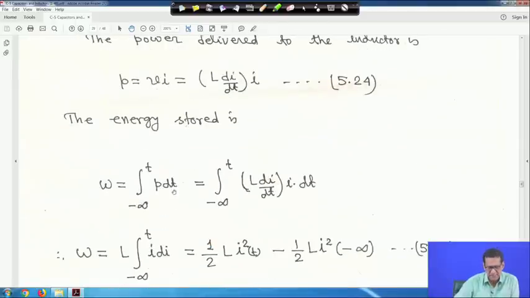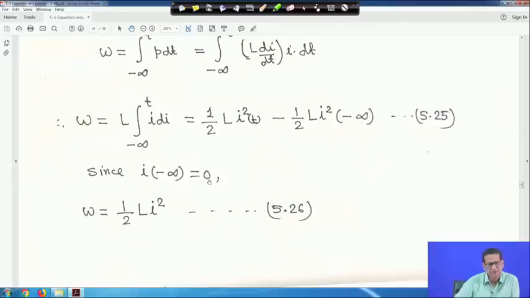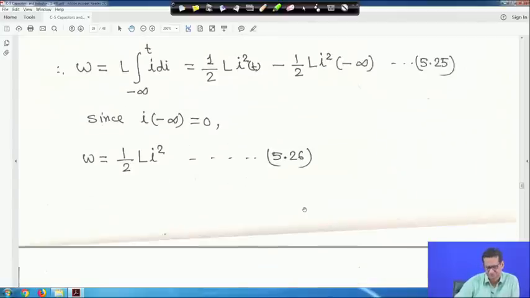The energy stored is W equal to the integral from minus infinity to t of P dt, that is, the integral of L into di by dt into I. If you integrate this, it will be L times the integral of I di, that is half L I square at t minus half L I square at minus infinity. This is equation 25. But we have seen that I of minus infinity is 0, therefore the energy stored is equal to half L I square. This is equation 26, a simple thing.